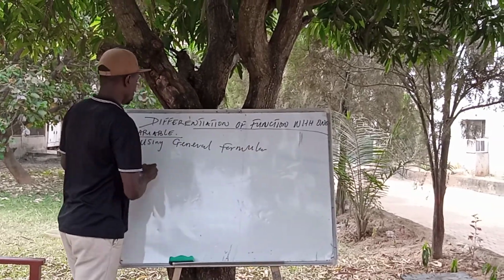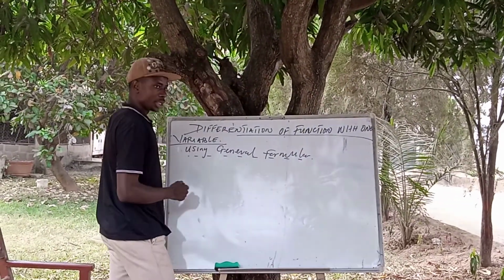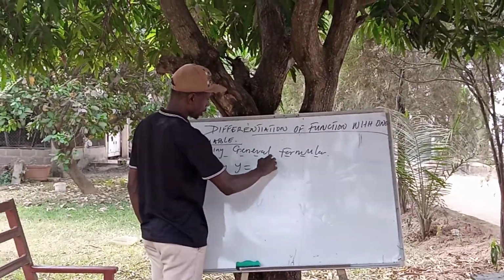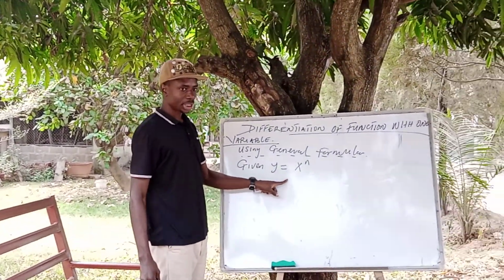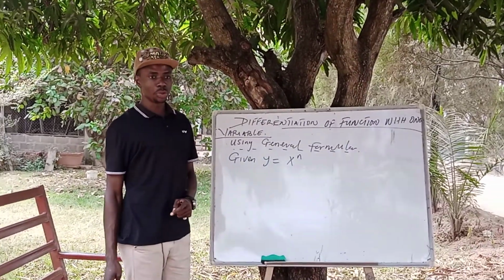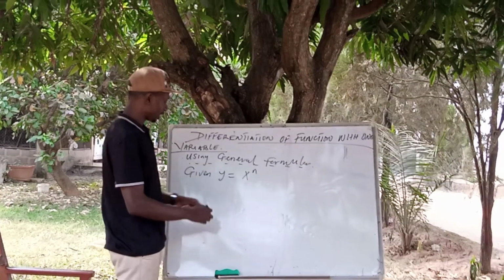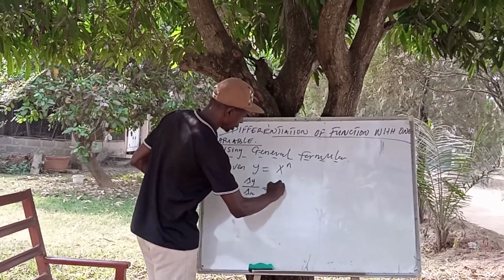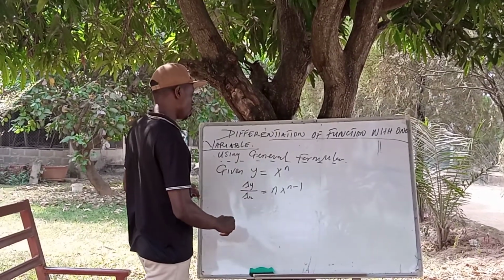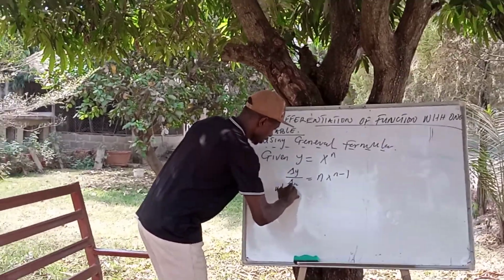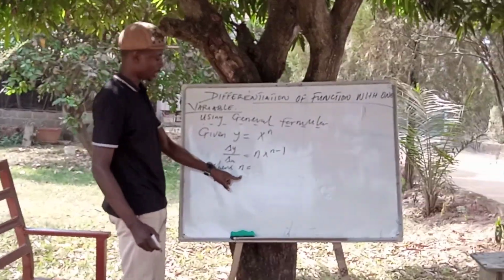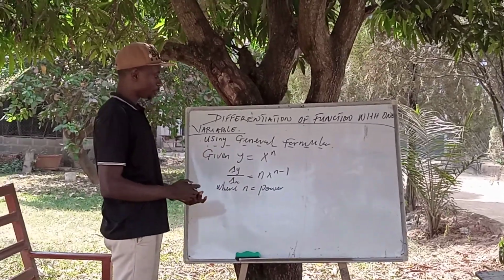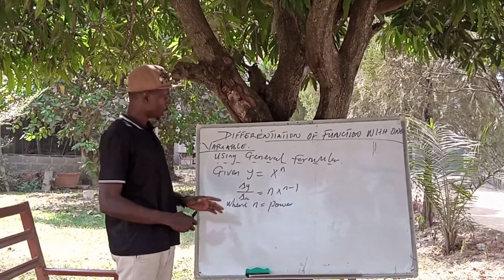The use of the general formula in this case is that you say that given y equals x raised to the power n, when we introduce dy/dx, it is equivalent to n times x to the power n minus 1, where n represents your power, or you can call it the index. This is what you call differentiation by the general formula.